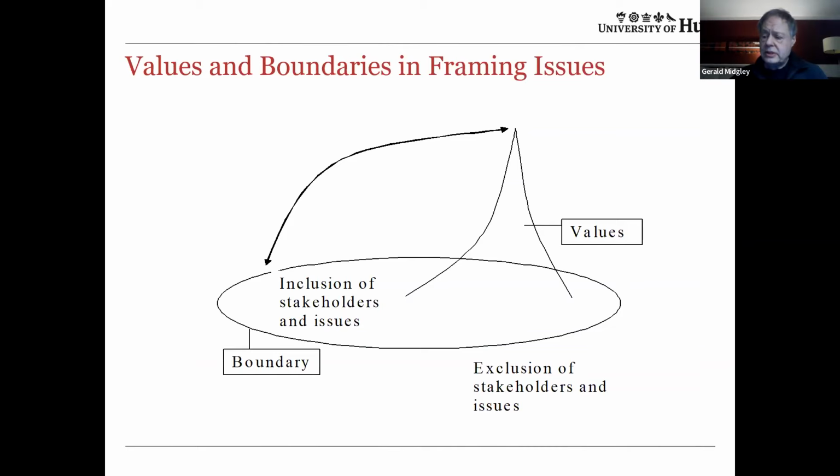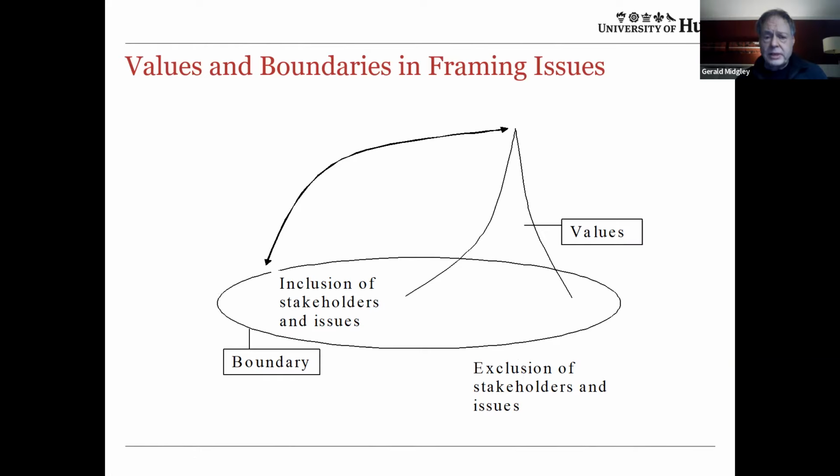So I want to start with some basic theory about boundaries to understand conflict. The diagram that you see there represents a boundary judgment. That means the inclusion of stakeholders and issues or the exclusion of stakeholders and issues. It's simultaneously both one and the other.